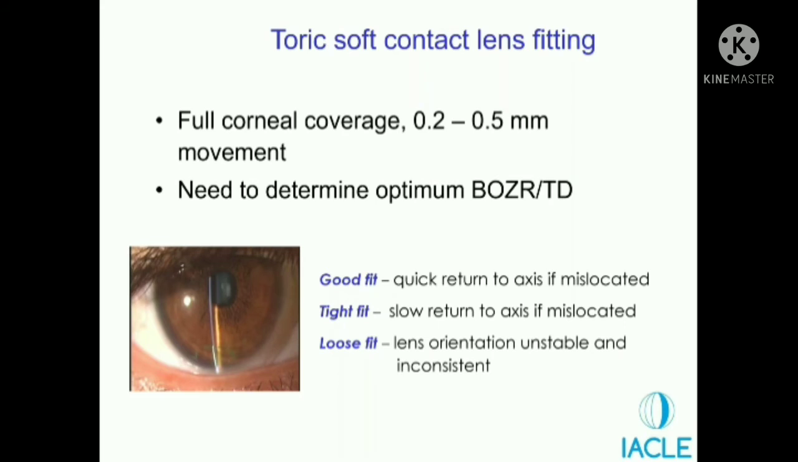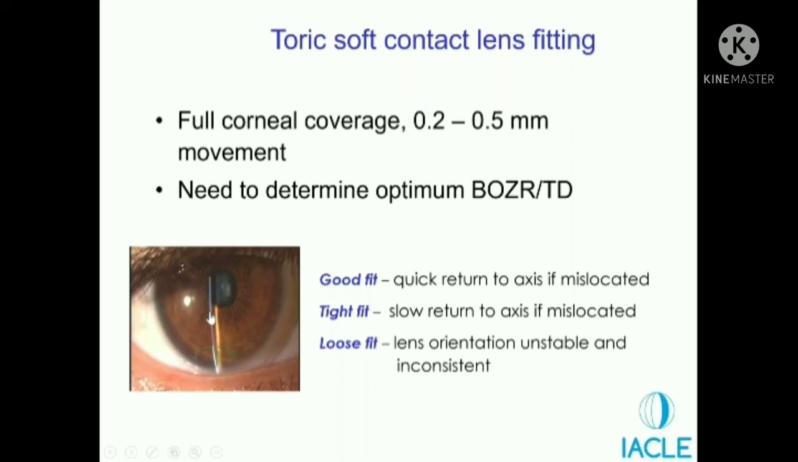As with any soft contact lens, this lens should also show movement, around 0.5 millimeter. A good fit is one where, even if the lens is mislocating, it will come back to its original axis quickly. A tight lens will be slow to return, and a loose fit will be unstable. After every blink, it will be moving here and there, so it is an unpredictable loose fit. Now, if you look at this picture, I think it gives you the answer to the previous question: how exactly you can calculate the mislocation of the axis. So this is what I was trying to explain.